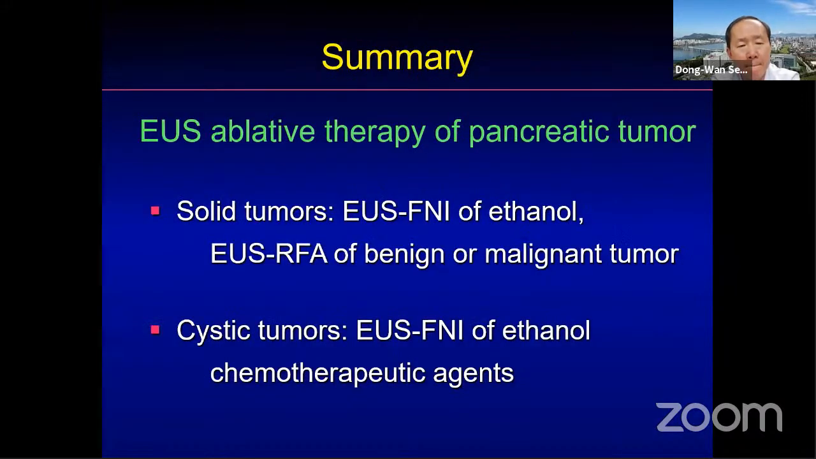In summary, EUS-guided ablation can be applied for the management of pancreatic solid tumors and cystic tumors. For solid tumors, EUS-guided ethanol injection or RFA is commonly done for benign or malignant tumors. For cystic tumors, EUS-guided ethanol lavage or ethanol retention therapy can be used, and if necessary, we can add a small amount of chemotherapeutic agents.